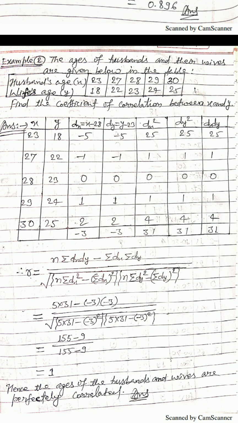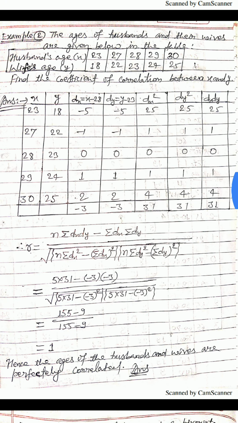What you see here is the correlation between the age of husband and the age of wife. The husband's age is 23, then the wife's age is 18. When the husband's age is 27, then the wife's age is 22, and so on. So find the coefficient of correlation between x and y, that means the husband's age and the wife's age. Similarly we draw the table again.